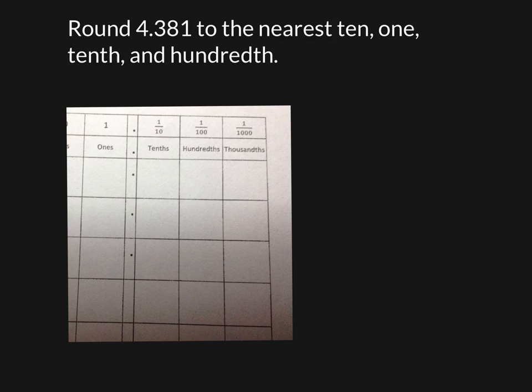Okay, now it's your turn. You are going to round 4 and 381 thousandths to the nearest 10, 1, 10th, and 100th. I'm going to go ahead and show you how it would look in the place value chart. When you're rounding to the nearest 10, you're going to want to put 0 tens, 4 ones, 3 tenths, 8 hundredths, and 1 thousandth.